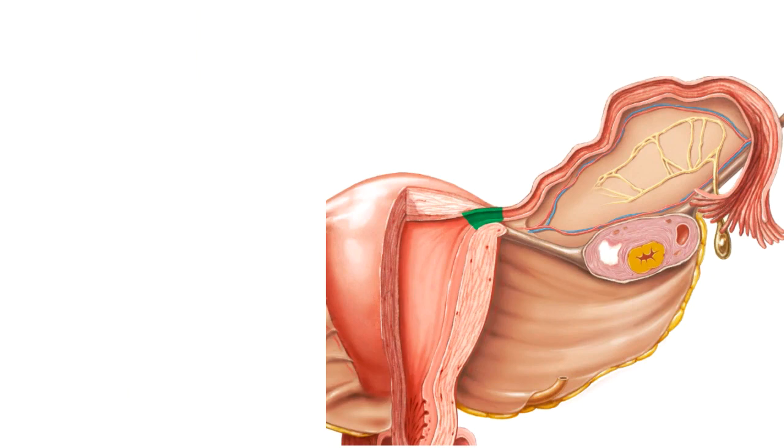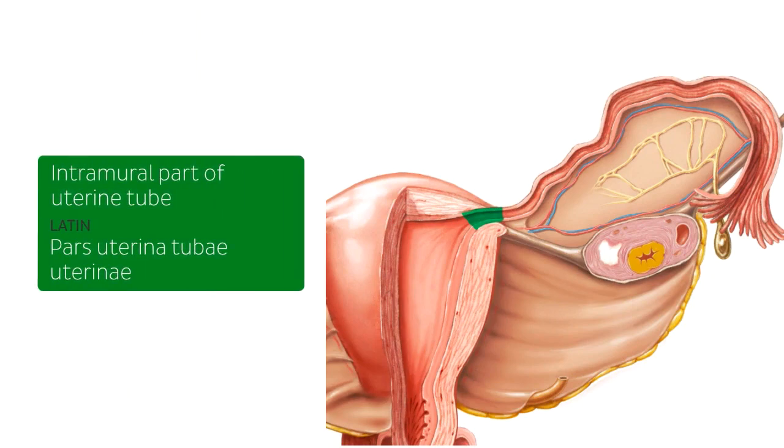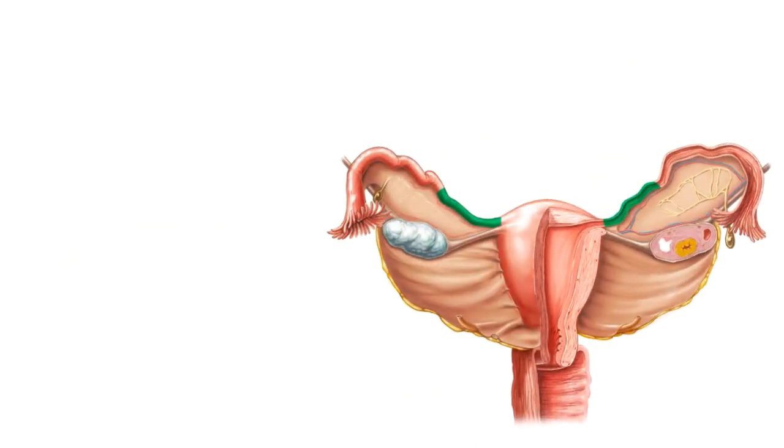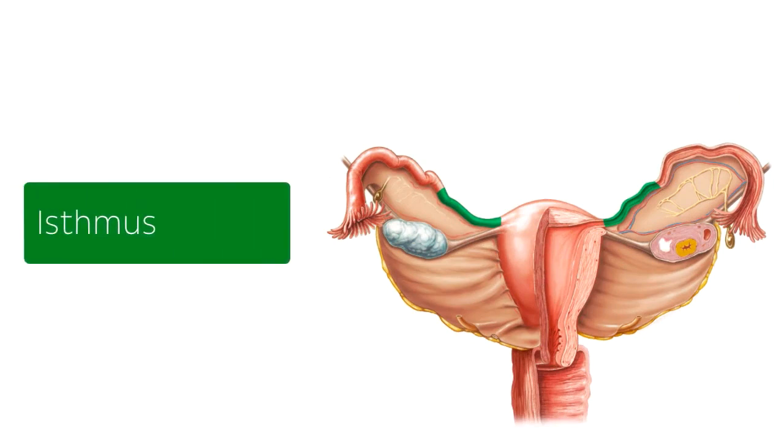And the first part we're going to look at is the intramural part, sometimes also called the interstitial part. And this part of the fallopian tube is located within the myometrium of the uterus, and it's roughly about 1 centimeter long and 0.7 millimeters wide. And the next part of the fallopian tube we're going to look at is the isthmus. And the isthmus is a lateral continuation of the intramural part. And as we can see, it's a rounded, muscular part of the fallopian tube and is also the narrowest part of the tubes. It's around about 3 centimeters long and between 1 and 5 millimeters wide.